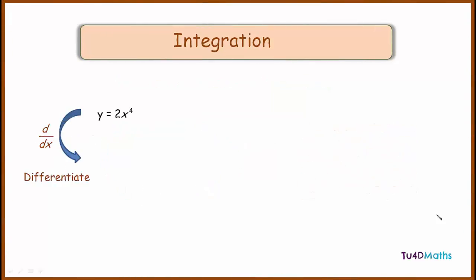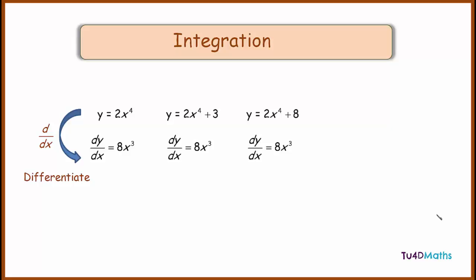So if we differentiate 2 times x to the power of 4, we get 8 times x to the power of 3. But if we differentiate 2 times x to the power of 4 plus 3, we also get 8 times x to the power of 3. Because if we differentiate 3, a constant, we get 0. And if we were to differentiate 2 times x to the 4 plus 8, we'd also get 8 times x to the power of 3. In fact, if we differentiate 2 times x to the power of 4 plus any constant, we'll get 8 times x to the power of 3. Because once we differentiate any constant, we get 0.